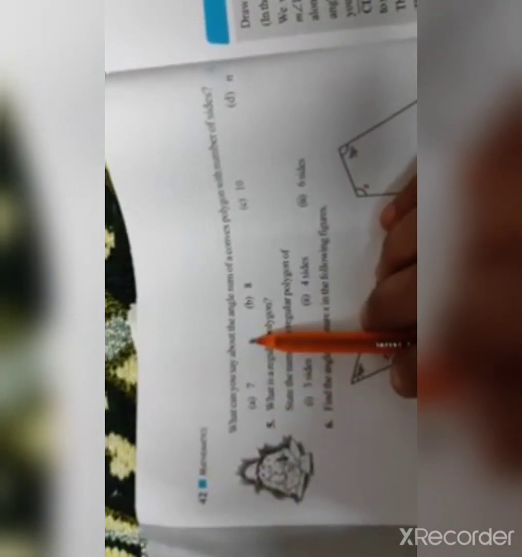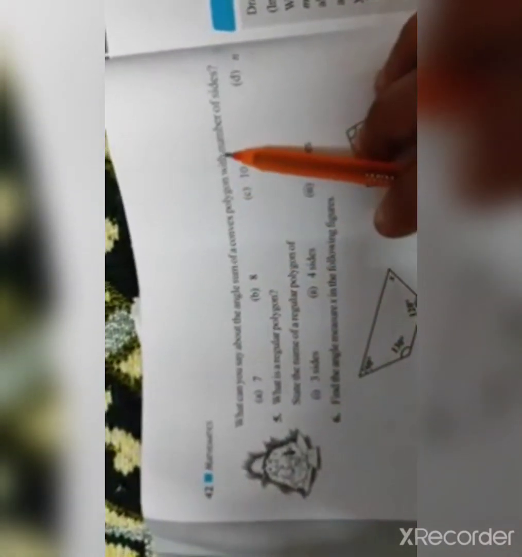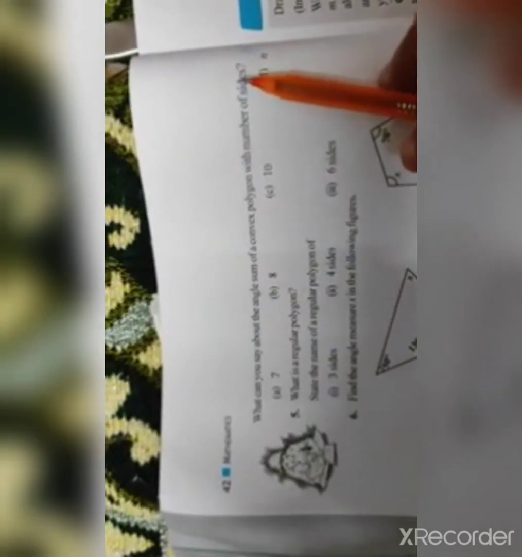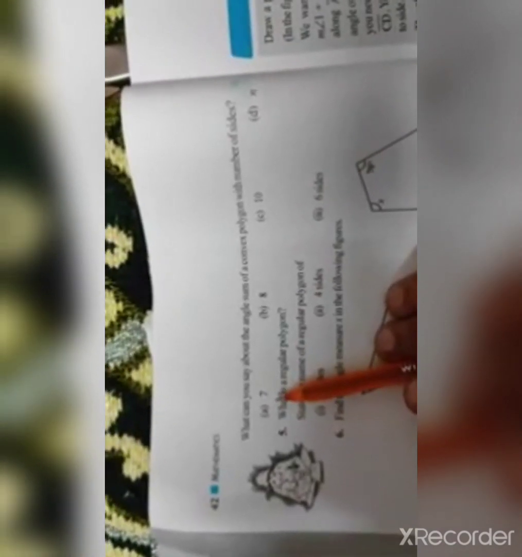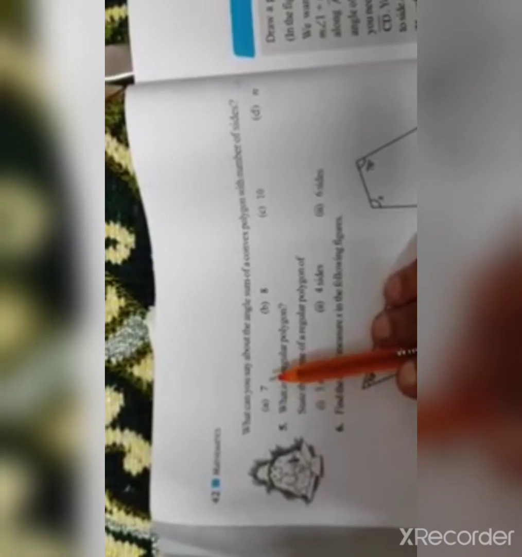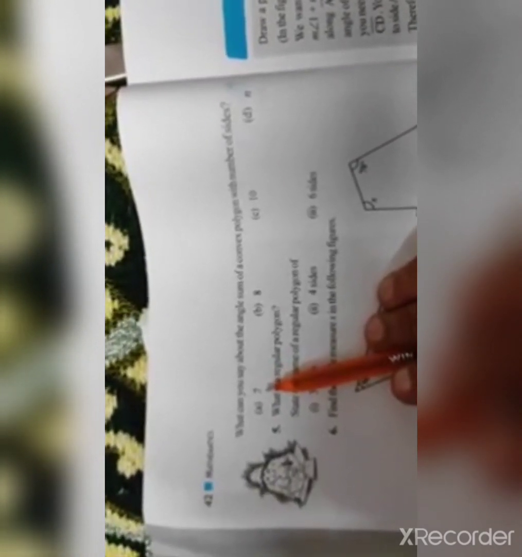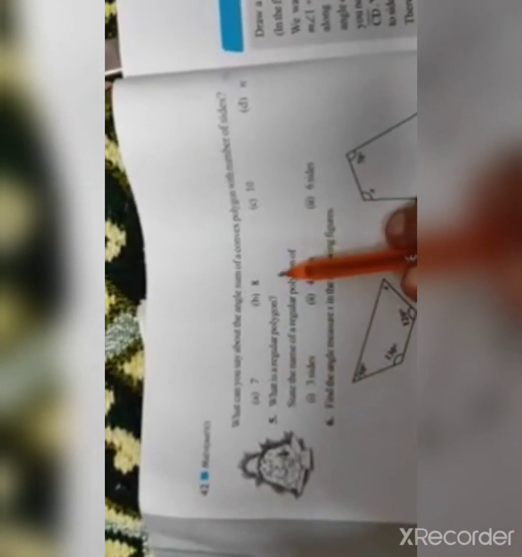What can you say about the angle sum of a convex polygon with a given number of sides? Same table you will draw. For 7 sides, you will draw a septagon, and 7 minus 2, into 5 triangles you will get. So 7 minus 2 into 180 degrees. Here 8 minus 2, here 10 minus 2, here n minus 2.